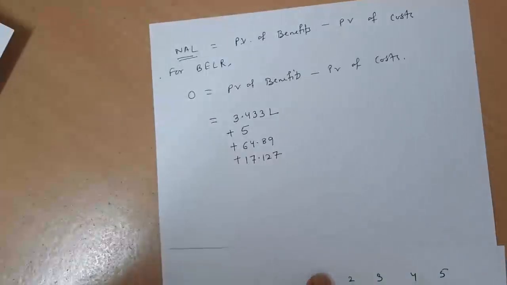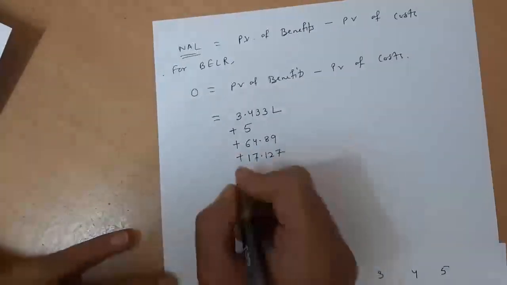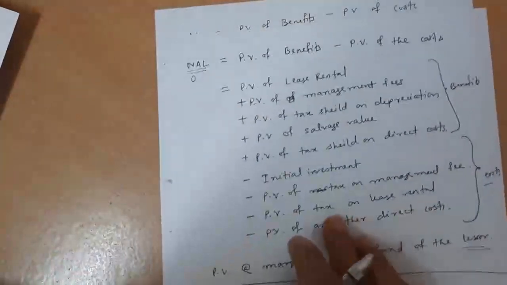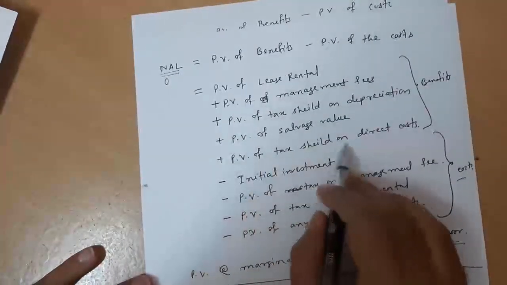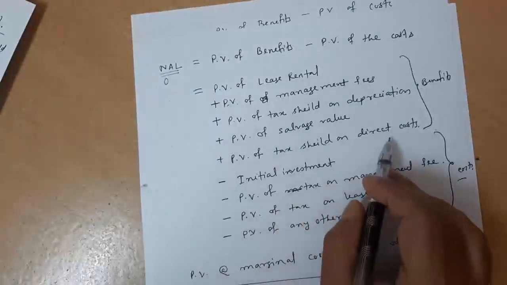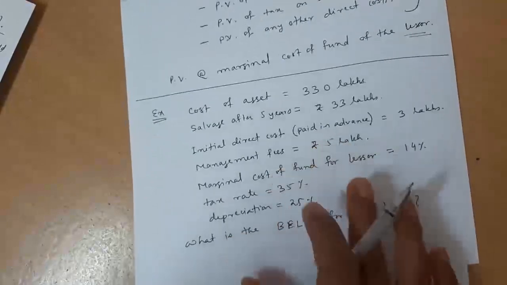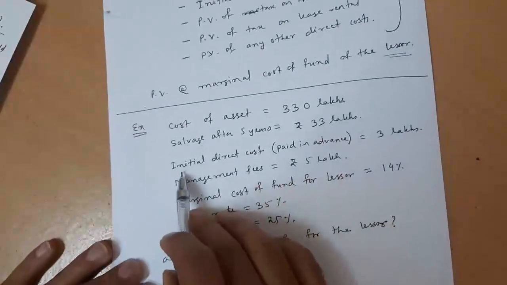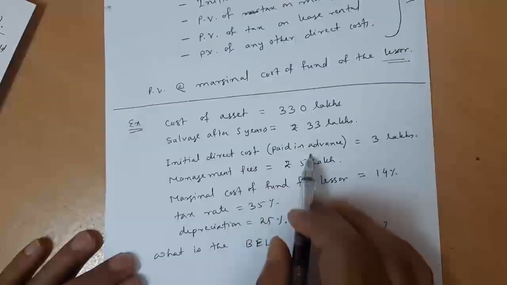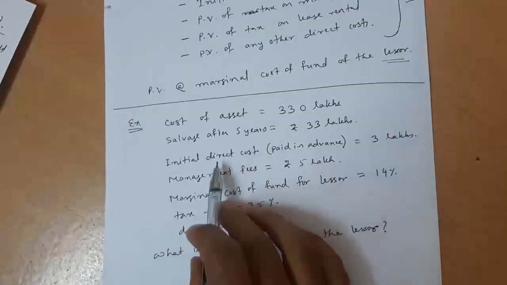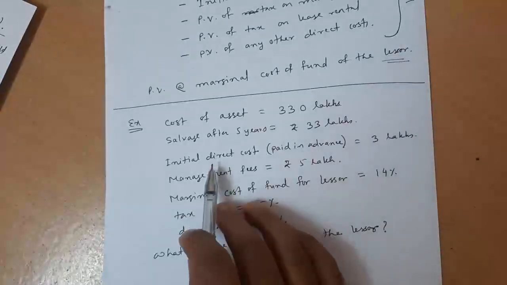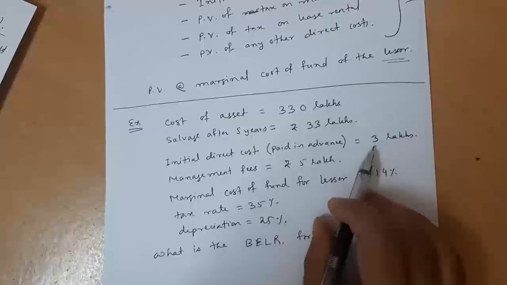Okay, so the salvage present value is done. Then what do you have next? Plus, next you have the present value of tax shield on direct cost. So see what direct cost you have. There is one direct cost. Okay, the initial direct cost which is paid in advance is 3 lakhs. Paid in advance means at the starting of the year. Initial means at the 0 year. So at the starting of the lease itself, there is an expenditure of 3 lakhs rupees.